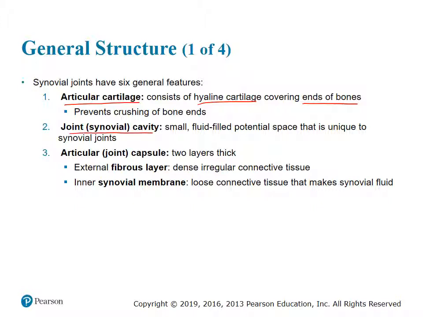Every synovial joint, by definition, is going to have a synovial joint cavity, right? You can call it synovial cavity, joint cavity, or synovial joint cavity, right? So it's fluid filled. It's a small space, so it looks like a cavity, but it's filled with fluid, and it's got a membrane that actually holds that fluid in there, right? We call that a synovial cavity.